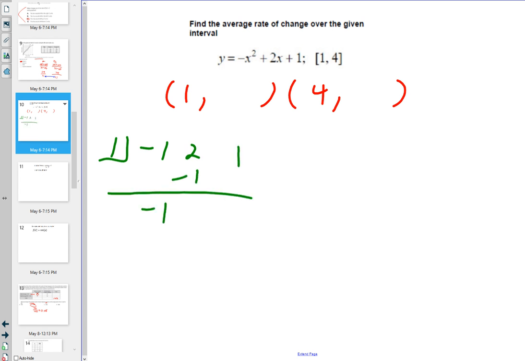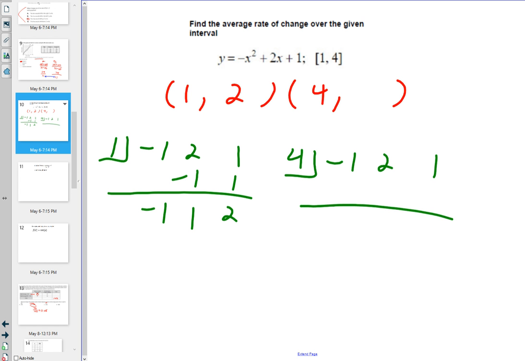The synthetic substitution. The first one, when I plug in a 1, it gives me 2. Sam, let me know if I'm blocking you out. When I plug in a 4, that gives me -7.